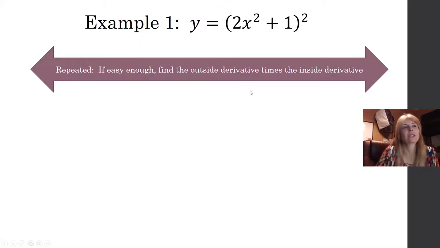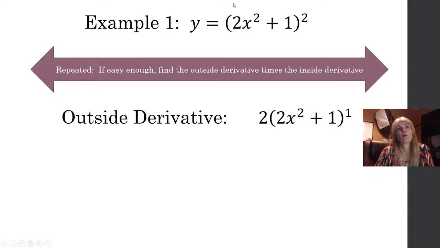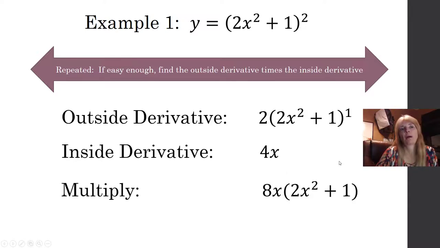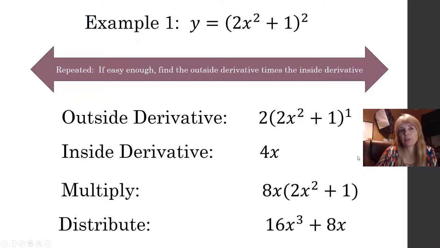What I do is I just kind of look at this as a whole and I take the derivative of the outside. So that would be bringing the two down, subtracting one. So that's my power rule. And I leave the inside alone. That's the big key. I leave that alone. And then I take the derivative of the inside, which is 4x. And now I can multiply all of these together and get the same answer.